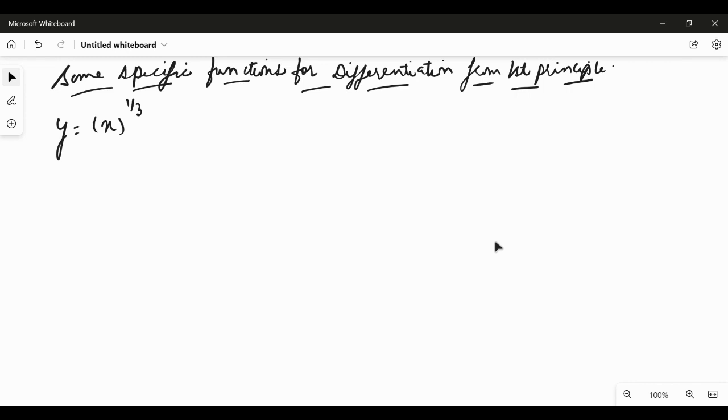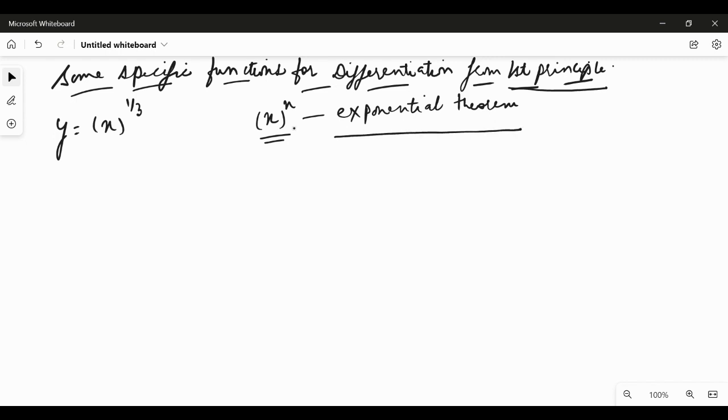Here it is given that y is equal to x power 1 by 3. Problems with base x and power n can be solved with this. Basically, we apply the exponential theorem to solve these kinds of problems. But if it is given in the question that we have to solve such problems with the help of first principle, then the method is mentioned here below. So I'm not going to apply this here. I'm going to solve such problems with the help of first principle.